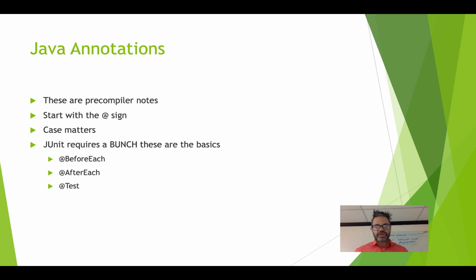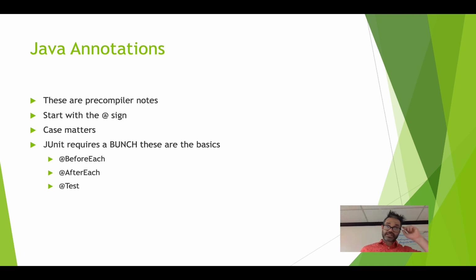Annotations. This is one of the things that we specifically have to use when we're working with JUnit, because JUnit, especially the newest versions, JUnit 5 and 4, requires the use of annotations as part of the actual structure so you can write the test properly. These are pre-compiler notes, as all annotations are, like the @Override you'd see on a lot of the code in my videos. They all start with the @ sign, which is just a little notification saying, hey, this is not for the compiler to read, but for it to handle beforehand.